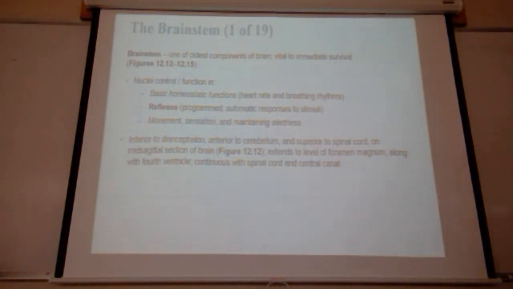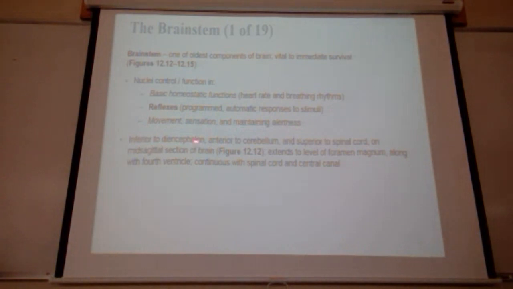All right, we're going to do the brainstem, and then I'm going to call it quits for the day. The brainstem is one of the oldest components of the brain. It is vital to immediate survival. The nuclei control basic homeostatic functions: heart rate, breathing rhythms, reflexes. Those are those programmed autonomic responses to stimuli, and it controls movement, sensation, and maintaining alertness.